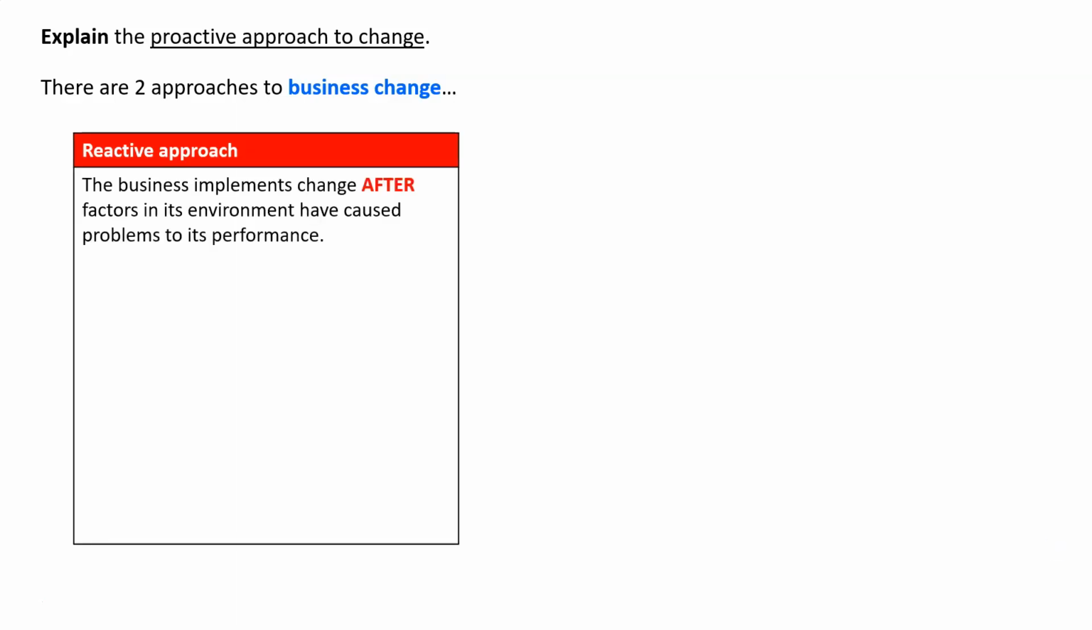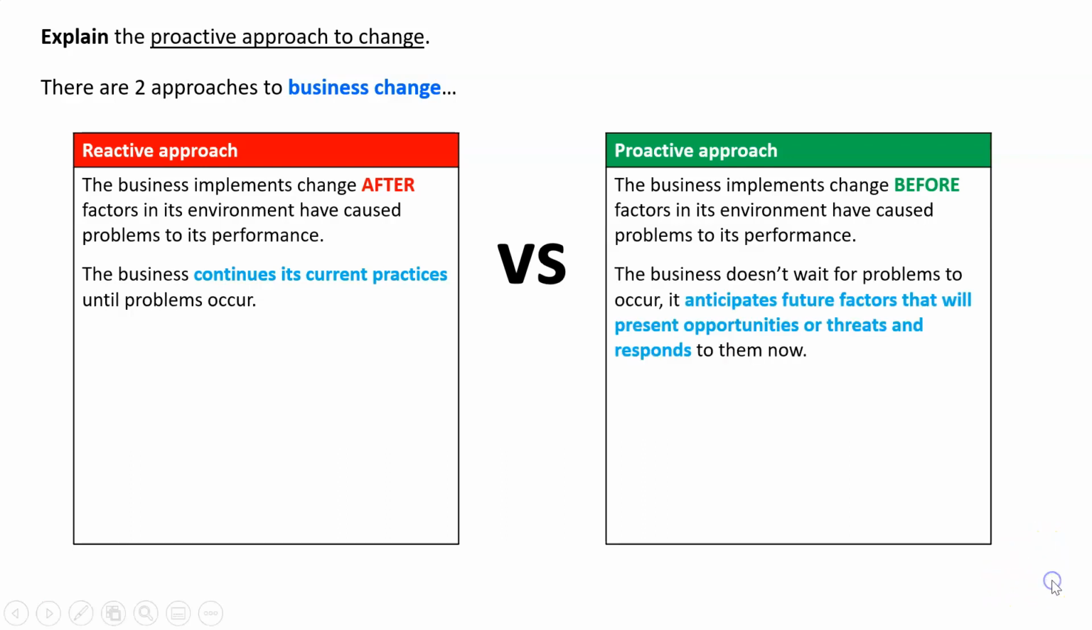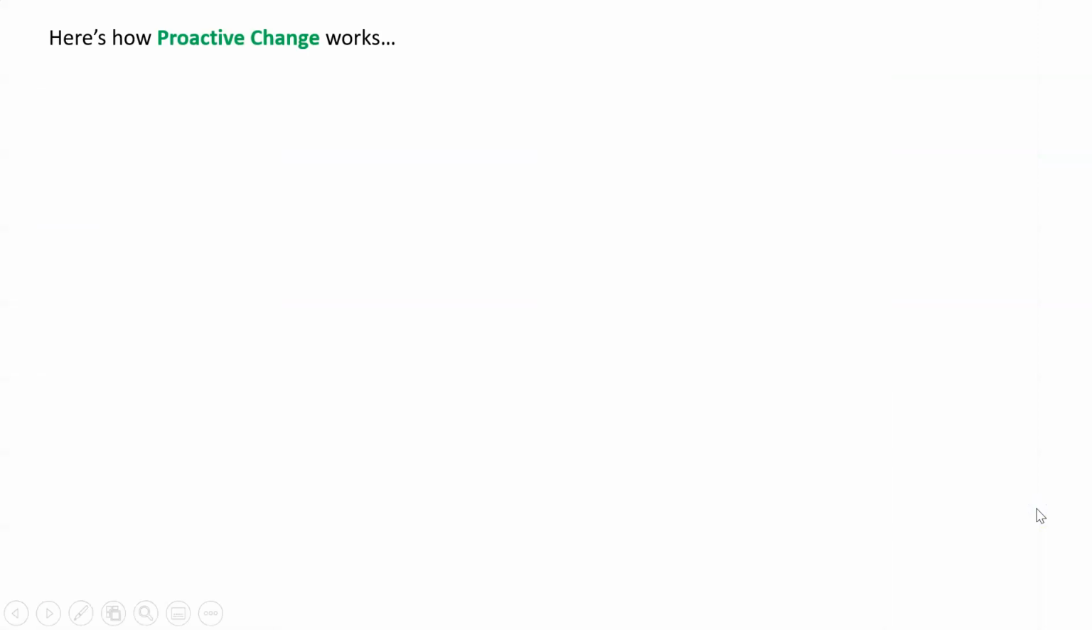So there are two approaches to business change. We've done reactive, that's where the business implements change after factors in its environment have caused problems. But we're looking at this one, proactive. The business implements change before factors in its environment have caused problems. And basically what we're doing is we're trying to anticipate future factors that will present opportunities or threats and respond to them now.